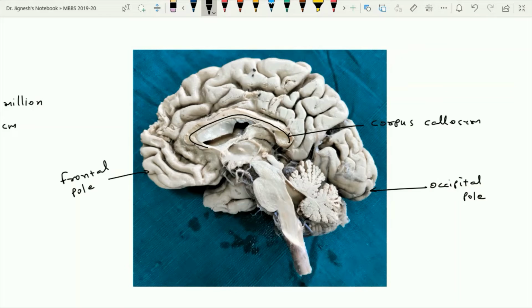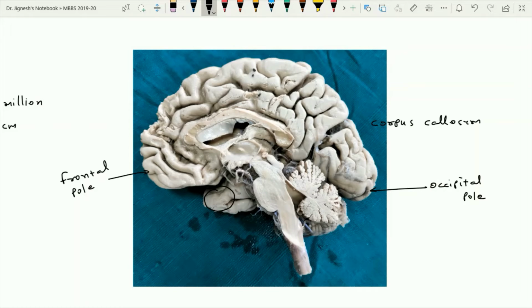As we already discussed, this is around 10 cm in length, and it is 4 cm from the frontal pole, while around 6 cm from the occipital pole. The corpus callosum connects all parts of the neocortex of both hemispheres except the temporal part of the neocortex, which communicates with the opposite side temporal lobe through the anterior commissure.